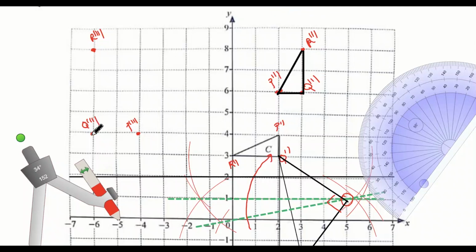So let's start from here. This and this, you connect them together. Then this and this, you connect them together. Then finally this and this, you connect them together. So this is the enlargement of shape A. So let's go to the next question.